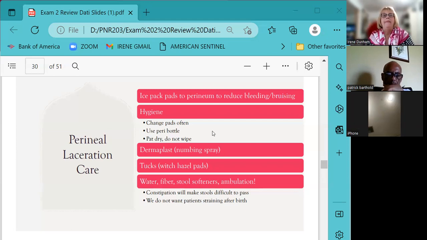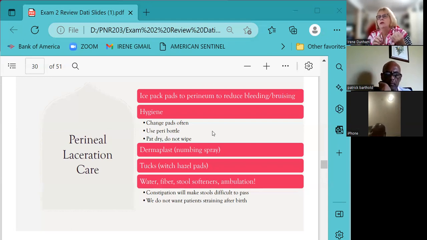All right. And then we can use some Dermaplast, Epifoam, really good numbing spray. Just don't forget, this is very painful. And then you have some Tucks. Tucks has witch hazel in it, and that's really good, especially if you have a hemorrhoid back there. Remember, she could have a 4th degree episiotomy and have hemorrhoids. Is that painful? That's real painful. She could hardly walk.